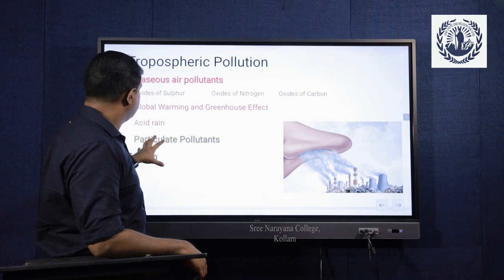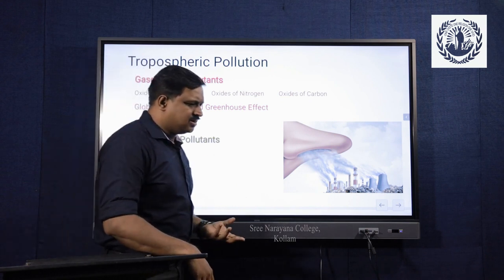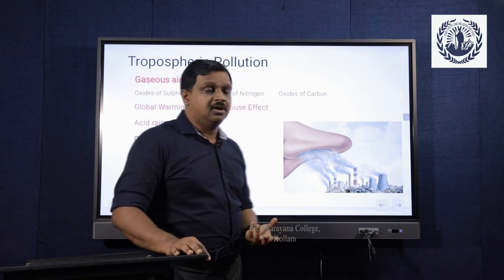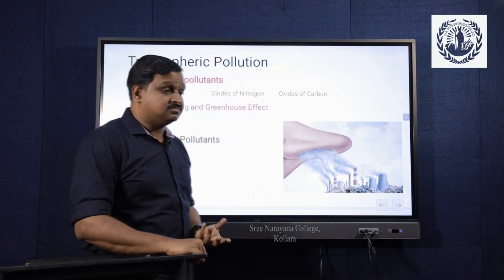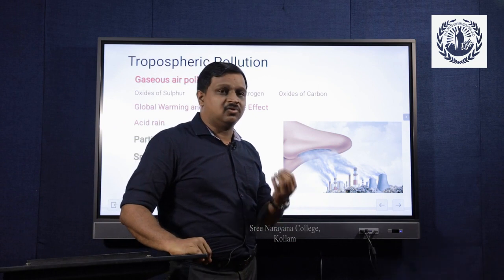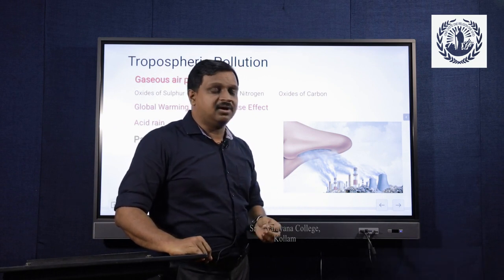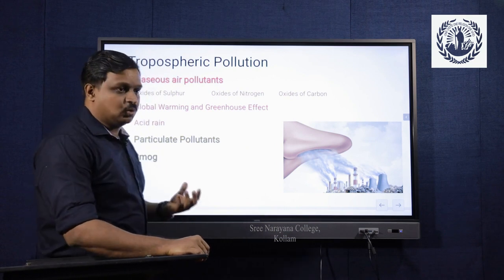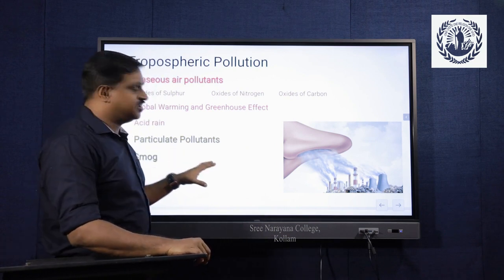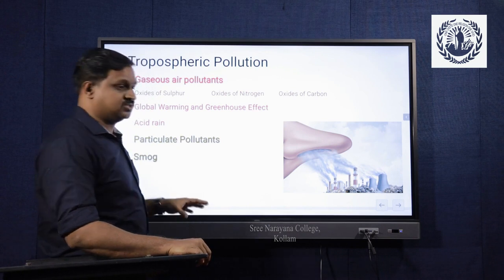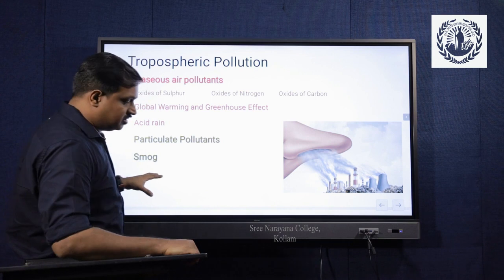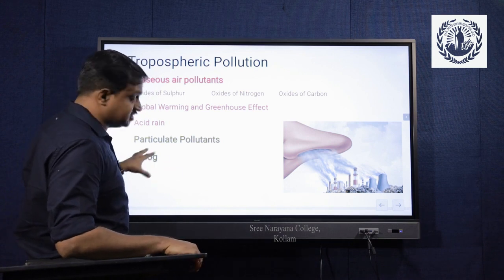So we have to control particulate pollutants by using very good quality chimneys or controlling radiators, and also by avoiding unwanted firing of wood or any other type of pollutants. This is the only way we are able to control the particulate pollutants. And the next important air pollutant, or polluting environmental phenomenon, is smoke.